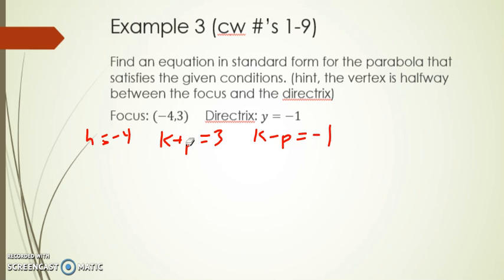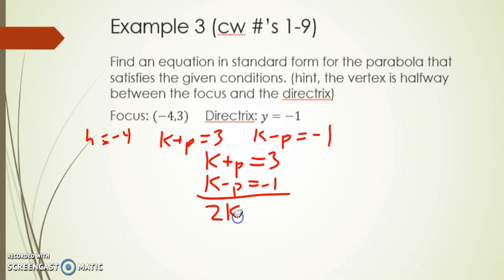Now, one way we can find our k value is by using the rules for a system of equations. You might notice that we have k plus p equals 3 and k minus p equals -1. So you could combine those two equations, and if you use elimination, the p's will cancel out. So that would look like this: k plus p equals 3, k minus p equals -1. If you add those equations together, you get 2k equals 2, which means k equals 1.